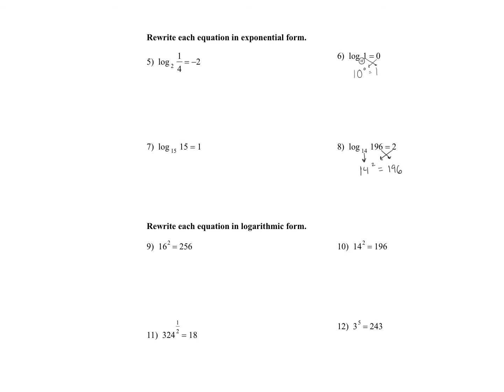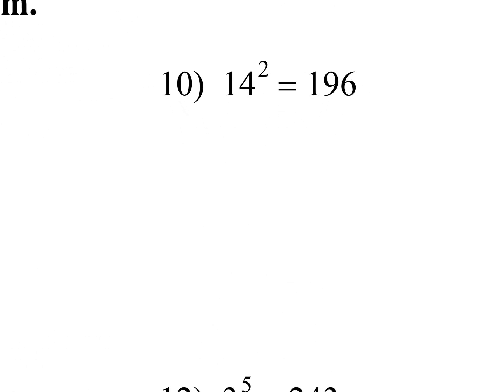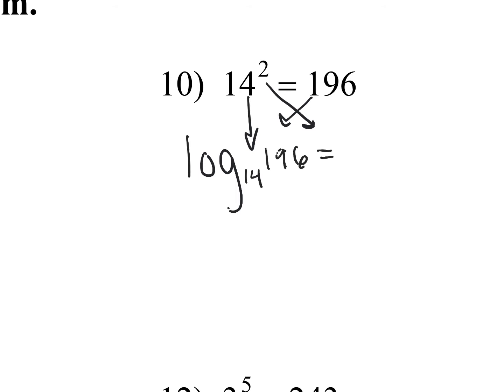All right, let's look at number 10. We're rewriting each equation in logarithmic form now. So log form has to have a log written in it. We start with the base, just drop it down, and then switch the position of the other two. So what's our base going to be? 14, and then 196, and then that's equal to 2. Any questions here?